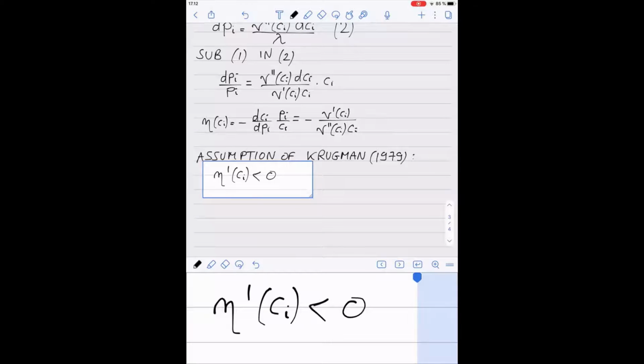But notice that this assumption that eta prime is less than 0 is not that crazy, because for instance, the linear demand that I presume you've seen in your past belongs to this class of preferences with declining demand elasticity.